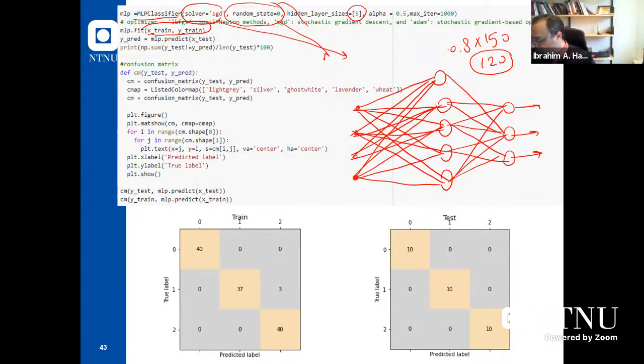Yes. So this is the multi-layer perceptron. We have one hidden layer. This hidden layer has 5 units. The output layer has 3 units because we have 3 classes. This is the number of classes, right? And this is the number of inputs. We have 4 inputs.